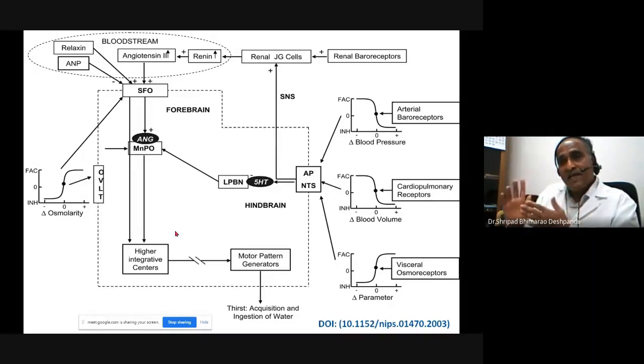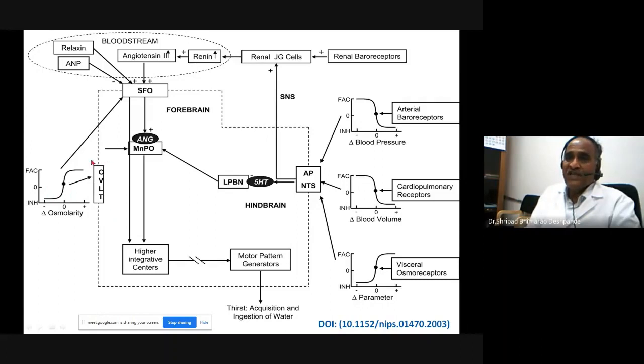Plus the brainstem integrative centers for drinking behavior. All those things are activated, and that would initiate the motor pattern generation. That means drinking behavior, searching for the water source, and drinking water. That is the quenching of the thirst, acquisition and ingestion of water. So these higher integrative centers are for the acquisition or ingestion of water. So this is one component.